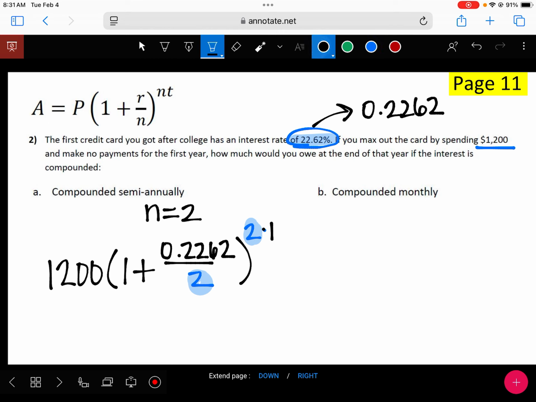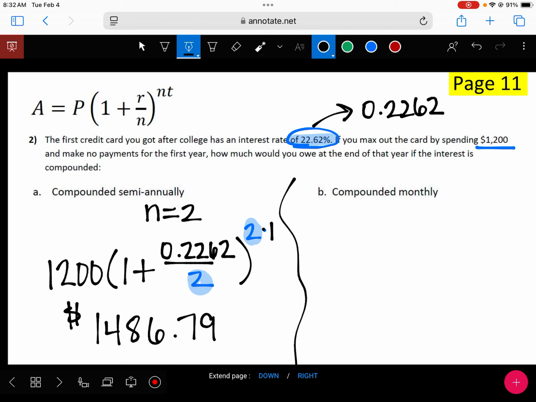For the first one, you should get 1486, and then how many pennies? 78, 79. Who had that answer? Nobody? Yeah, that's right, 1486. So for part B, what is your new N value going to change to? If it's monthly, it's 12.